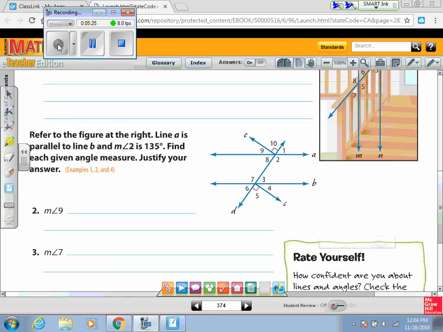So let's try to figure out the measures of the angles in this figure on page 374. It says that angle 2 is 135. That means that this whole angle here is 135. And because of the symbol right here of perpendicular lines, we know that angle 10 is 90. Which means that angle 9 is 45. Okay? So the measure of angle 9 is 45 degrees.